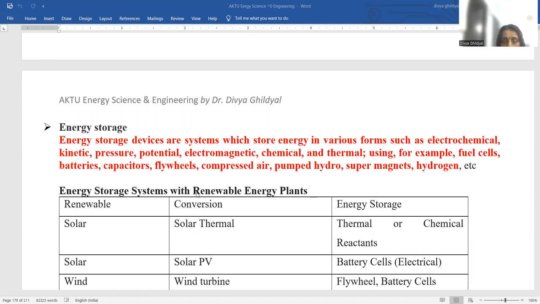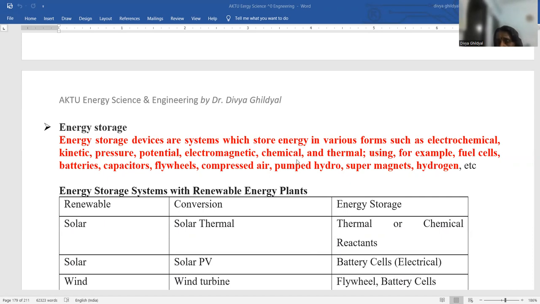Energy storage devices are systems which store energy in many forms, like electrochemical energy. You remember cells, they store energy, they store charge. Capacitors store charge, and the formula for energy is half QV, half CV square. Kinetic energy, pressure difference, potential energy, that is when something falls from a higher to a lower field. Chemical energy stored in cells and batteries.